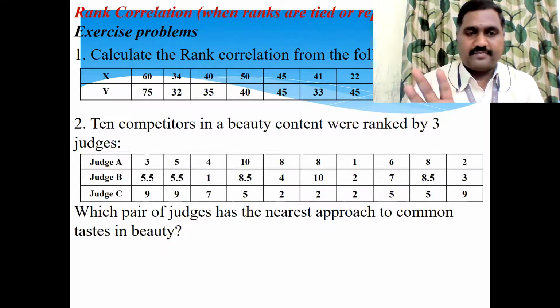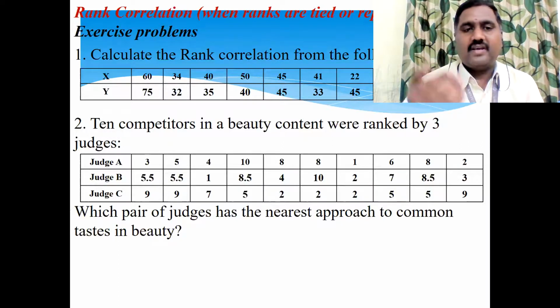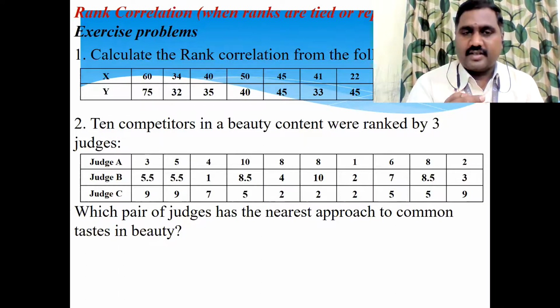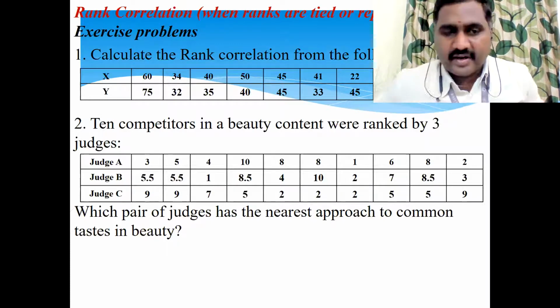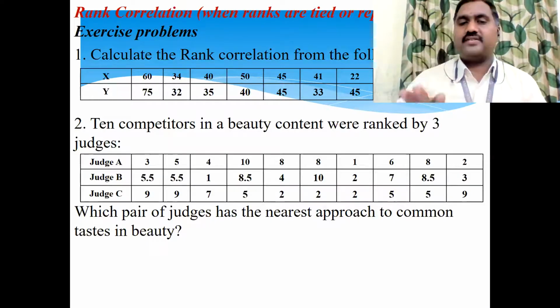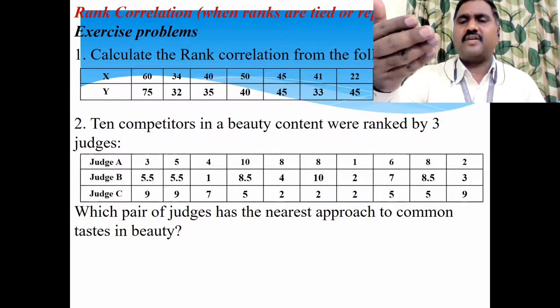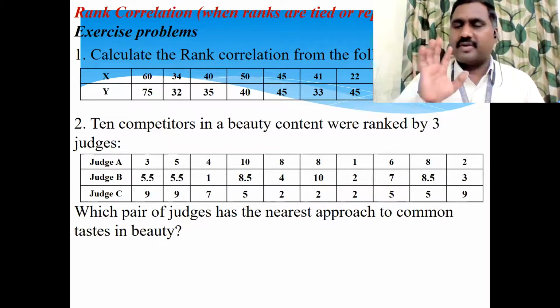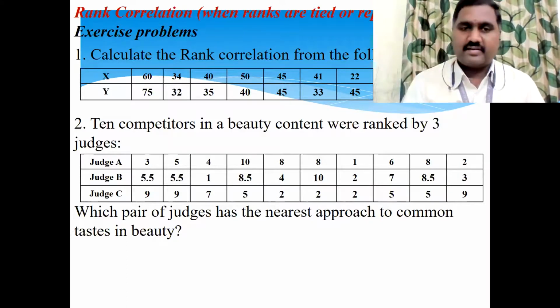Now the ranks given by judge A will be R1, directly given. Judge B, R2, is directly given. And judge C, R3, is given directly. Now they're asking you to interpret which pair of judges will have the nearest approach to the common taste in beauty. The same problem which we worked out in the previous class, right? Judgment regarding the fashion design. There they gave the rank, but not repeated tied rank. Here it is tied rank.